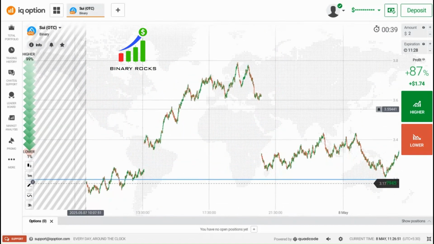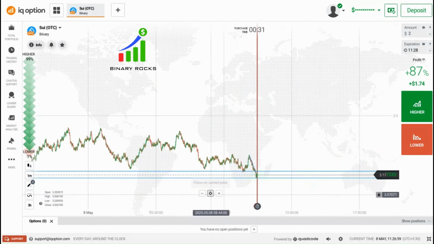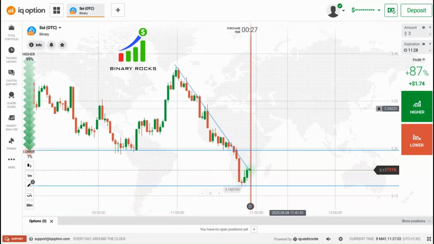Let me check whether we have any previous level or not. Here, if you observe, we have a W pattern in the past, okay, and from there itself the market is trying to reverse. Here I will go with sellers.